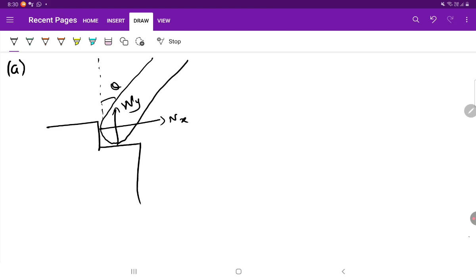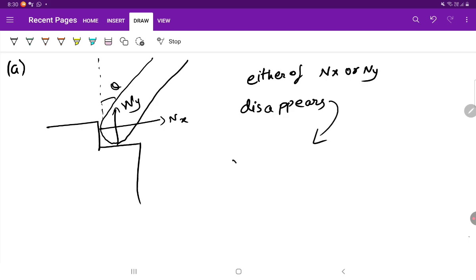So this is basically the case. So tell me one thing: if either of nx or ny disappears, then can we confirm that the rod will fall? This implies the rod falls.